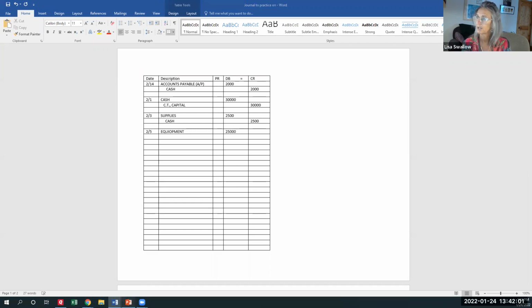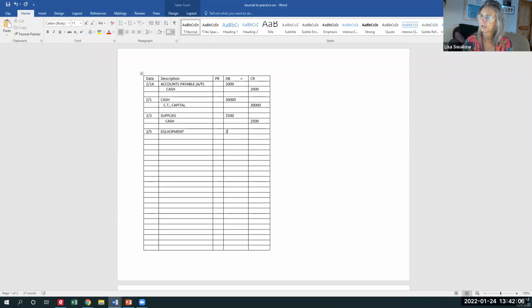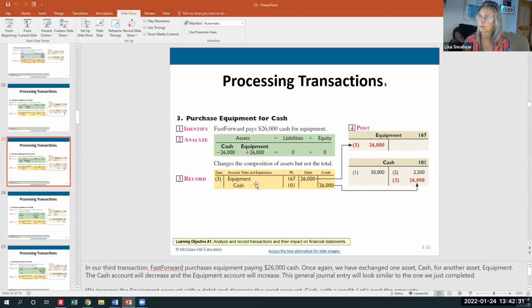Is that the right amount? 26,000. Okay, so my asset of equipment went up. My asset of cash went down. I'm looking at my tool that tells me how do you make an asset go up, how do you make an asset go down, and I record it appropriately. Okay, we're not posting yet, so you don't know what's going on over here.